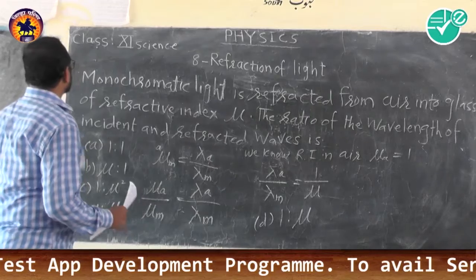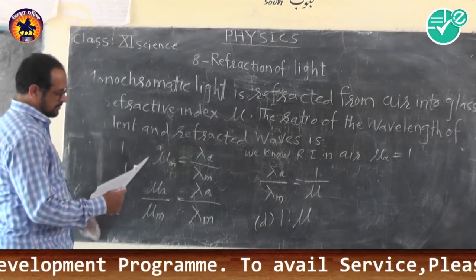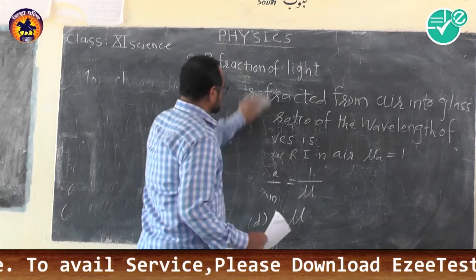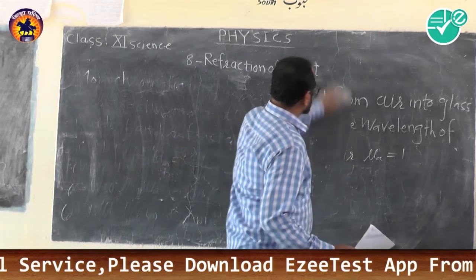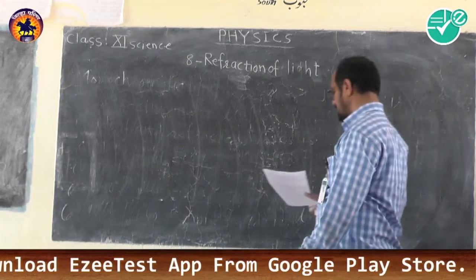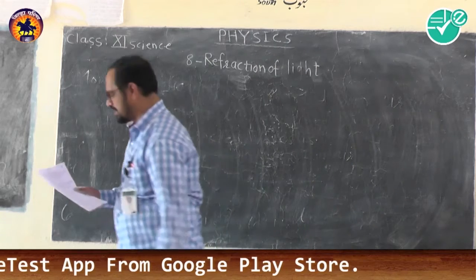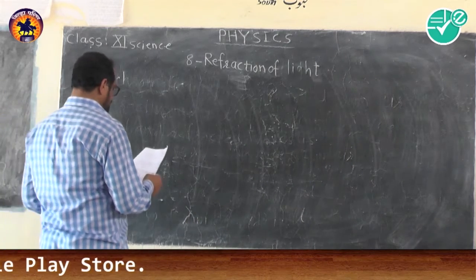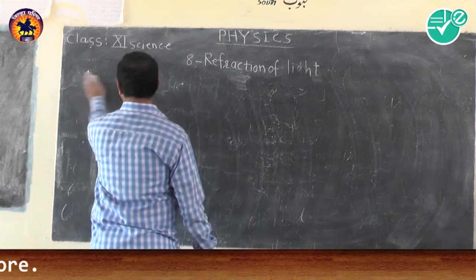Now we can also take two examples on this, so that you are able to solve the questions on this topic. The one question is on absolute refractive indices.